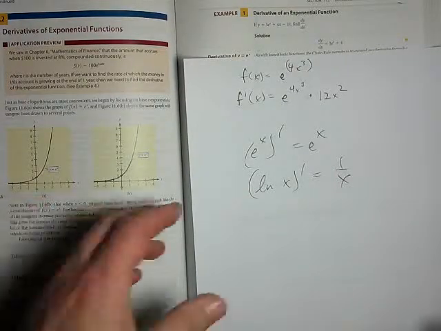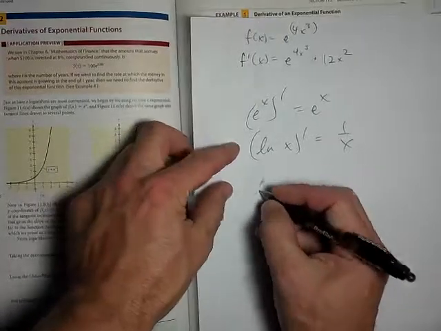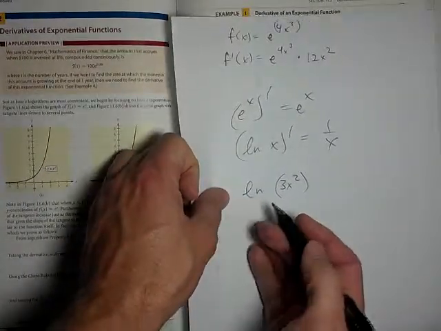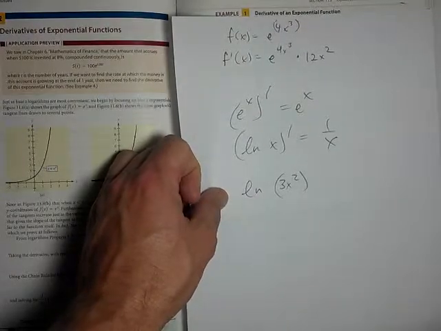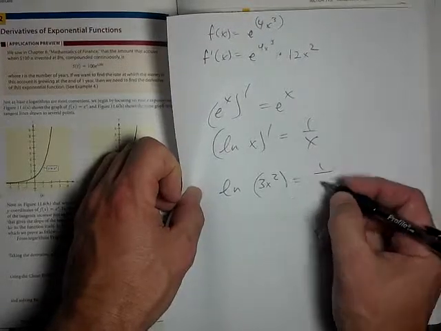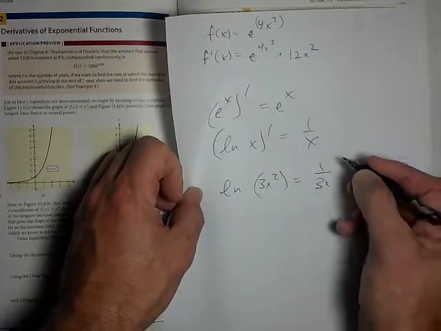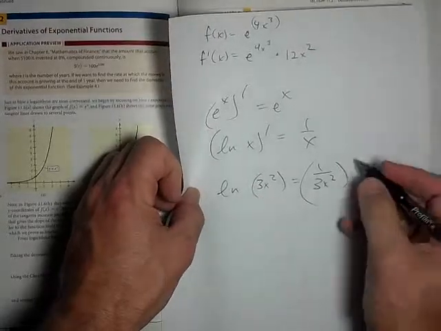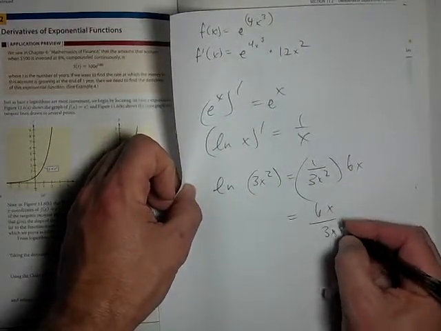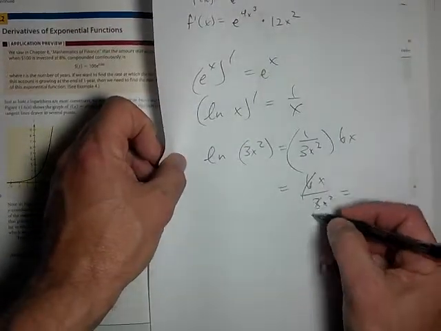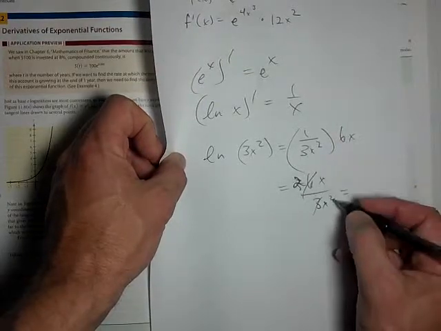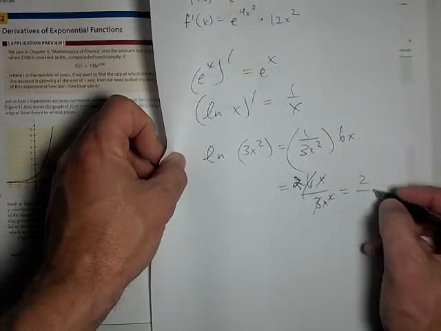So now whenever you start combining things, like natural log of 3x squared, it's the same as what we did before, but now we've got the chain and the power rule. So now we've got 1 over this, and then times the derivative of this, which gives me 6x over 3x squared. The 6 cancels with the 3 and becomes a 2. And then one of these x's cancels, and it gives me 2 over x.